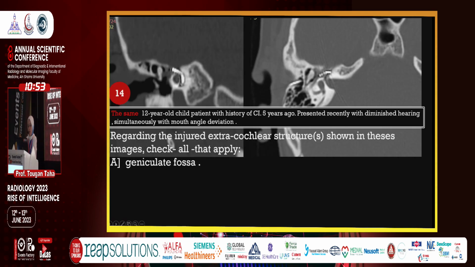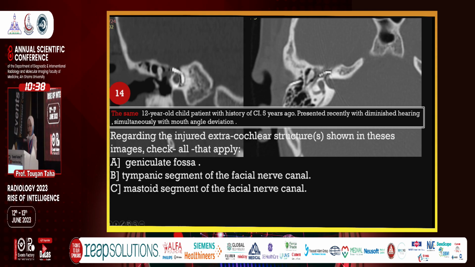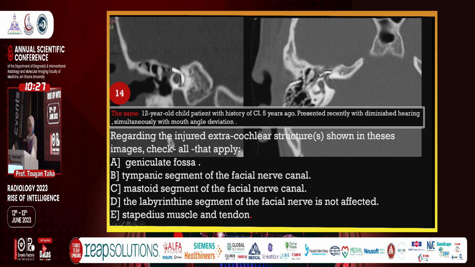In the same patient, regarding the injured extracochlear structures shown in these images, check all that apply. There is geniculate fossa injury, tympanic segment of the facial nerve canal, the mastoid segment of the facial nerve canal, the labyrinthine segment of the facial nerve is not affected, and stapedius muscle and tendons are injured. Please answer.